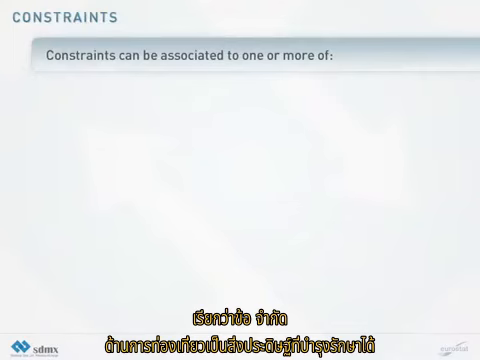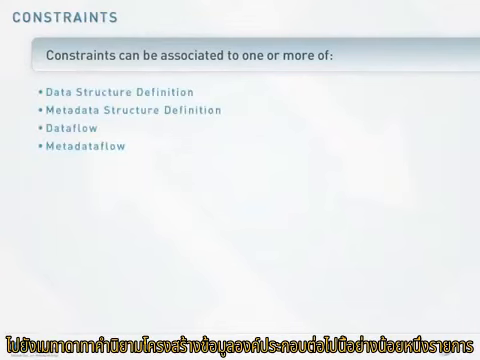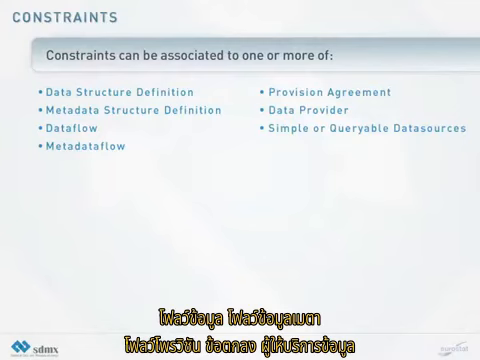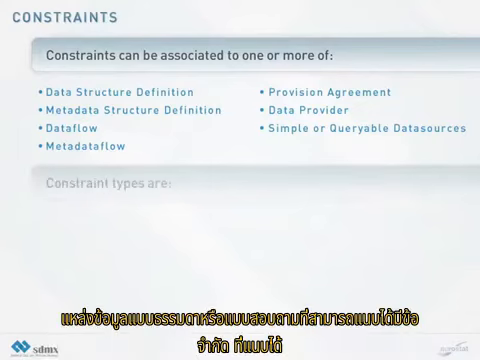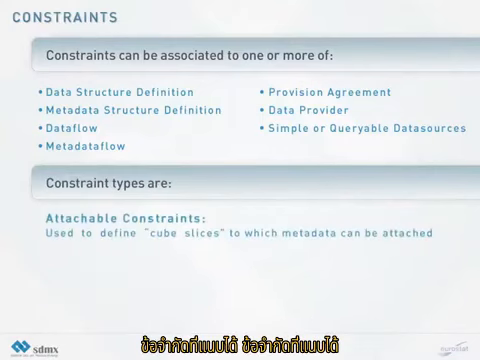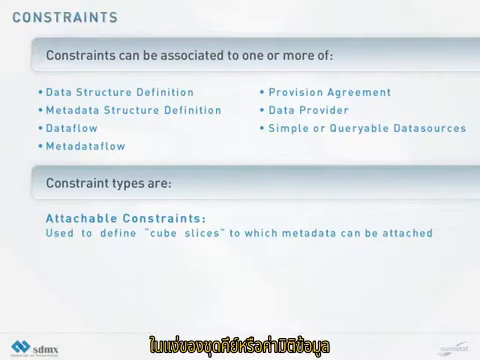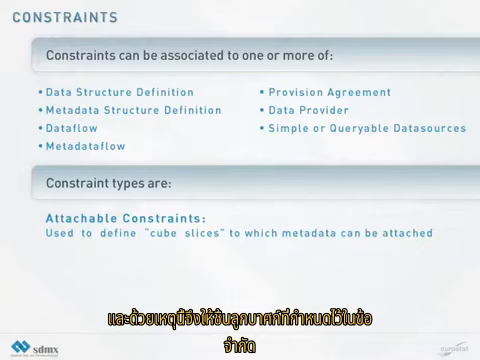Constraints is a maintainable artifact that can be associated to one or more of the following elements: data structure definition, metadata structure definition, data flow, metadata flow, provision agreement, data provider, simple or queryable data sources. Attachable constraints. The attachable constraint is used to define cube slices, which identify subsets of data in terms of series keys or dimension values. The purpose of this is to enable metadata to be attached to the constraint and thereby to the cube slices defined in the constraint.